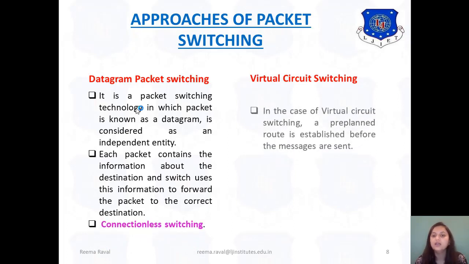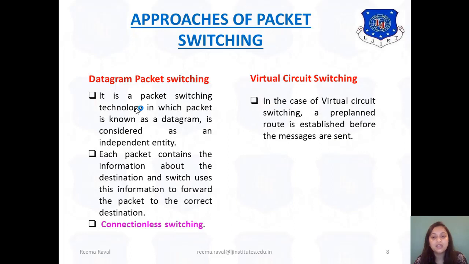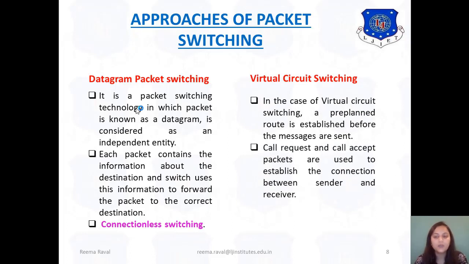Whereas in virtual circuit switching, a pre-planned route is established before the messages are sent. Here call request and call accept packets are used to establish the connection between the sender and the receiver, and it is also called connection-oriented switching. So datagram packet switching is referred to as connectionless switching, whereas virtual circuit switching is referred to as connection-oriented. These are the basic two approaches of packet switching.